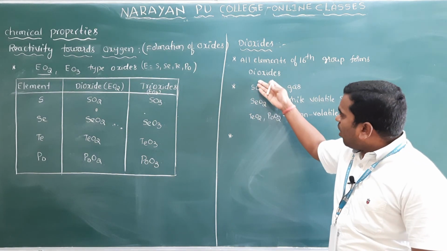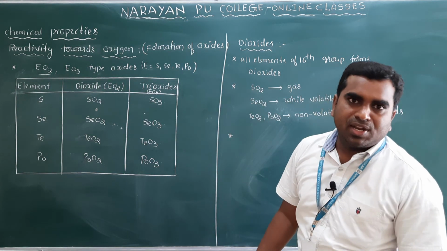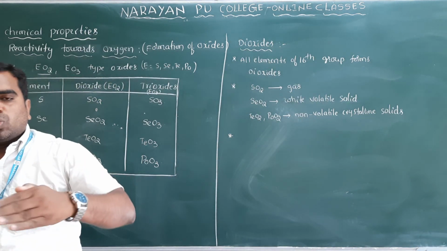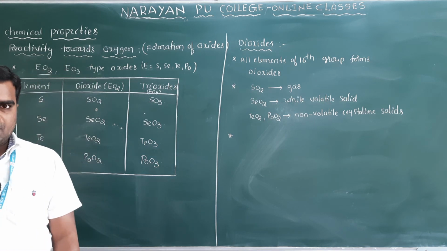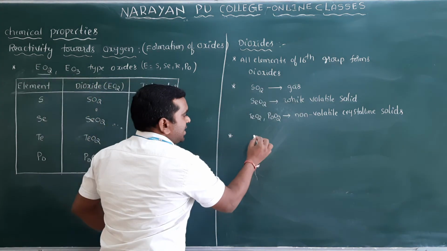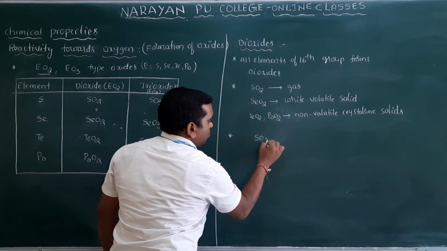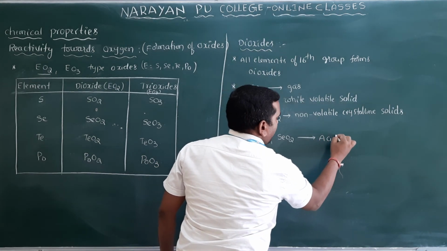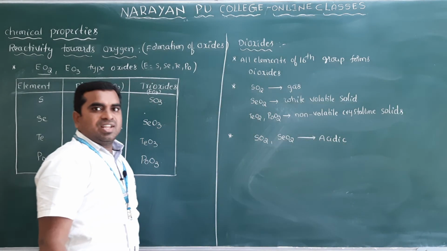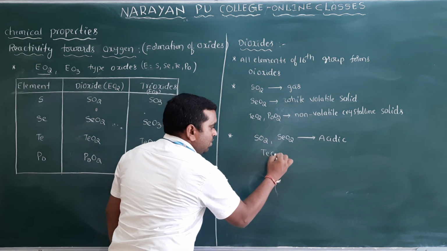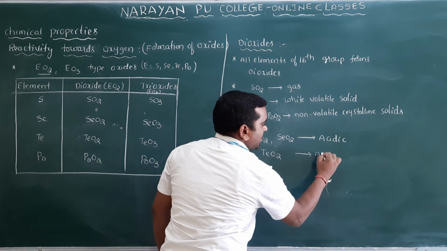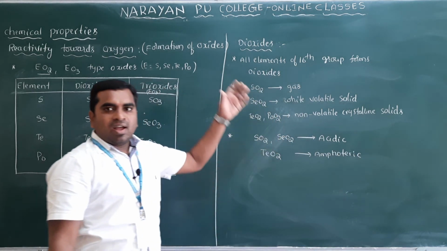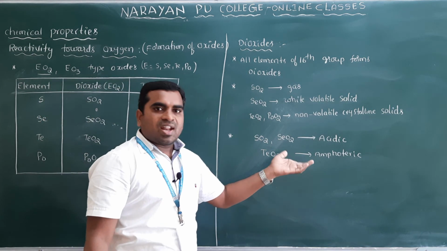Oxides of 16th group elements are acidic in nature mainly, but the acidic character decreases from sulfur to tellurium, or you can say polonium. Clear? So in this case SO2 and SeO2 are both acidic oxides. And TeO2 is an amphoteric oxide. What is meant by amphoteric? It can show both acidic nature and basic nature.